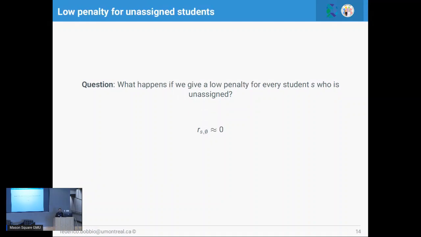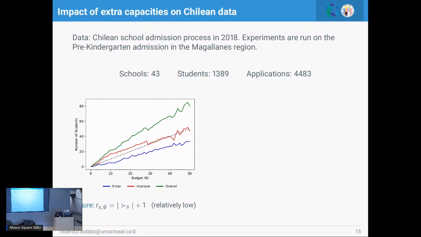Let's try to see that in some example on a real-world data set. Let's start with a very little value of the penalty. Let's take a value close to zero. What happens? So let's run some experiments together on the Chilean school admission data set from 2018.